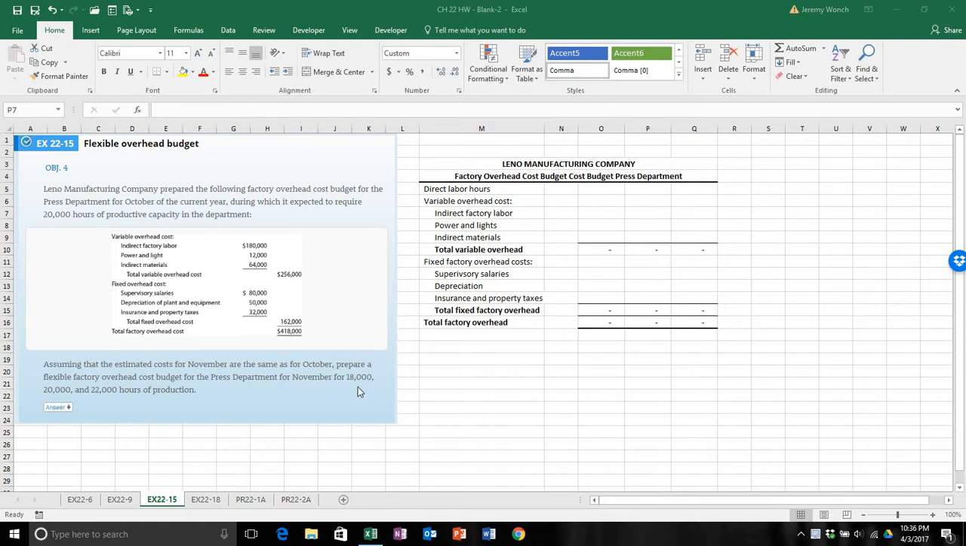Alright, so in problem 22-15, it's asking us to put together a flexible overhead budget. We have a Leno Manufacturing Company. It says they're expected to require 20,000 hours of productive capacity. It gives us the variable cost and fixed cost based on this 20,000 hours. Then it says to prepare a flexible budget based on 3 different hours of production. So we want to look at 18, 20, and 22,000 hours. We can go ahead and plug that in here.